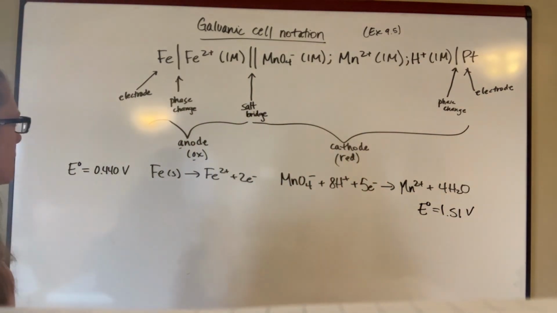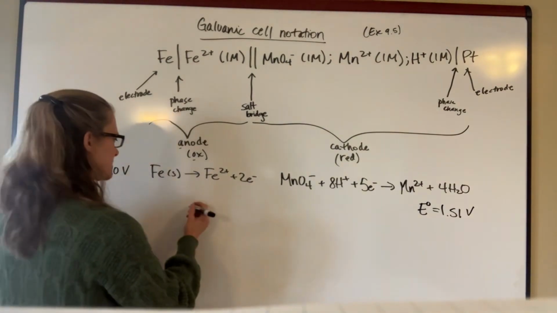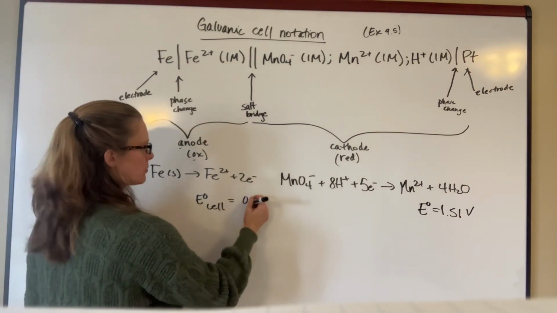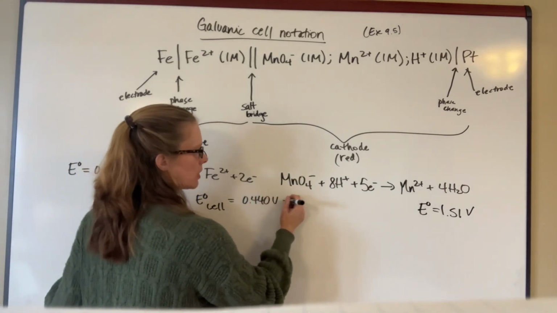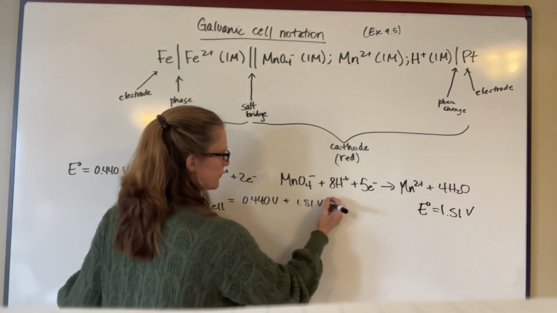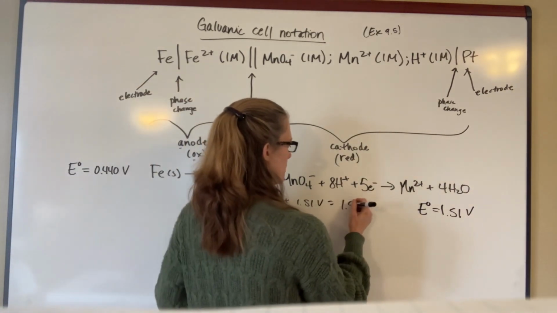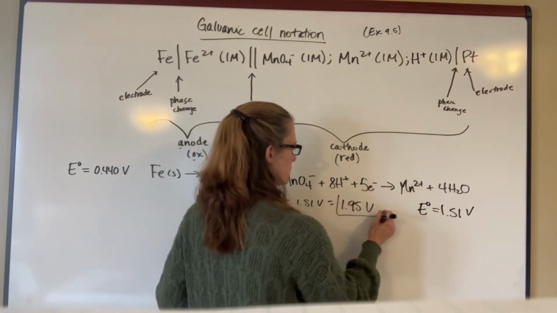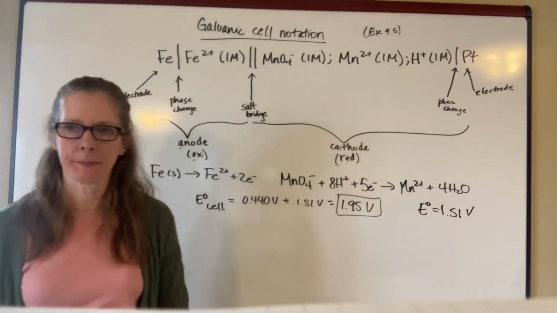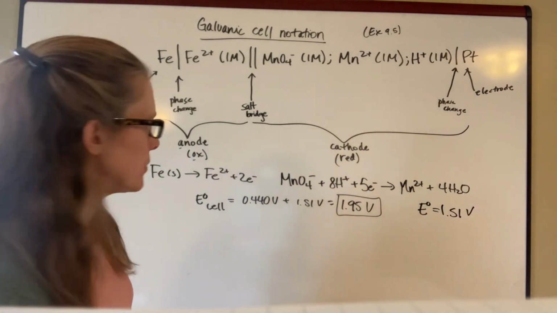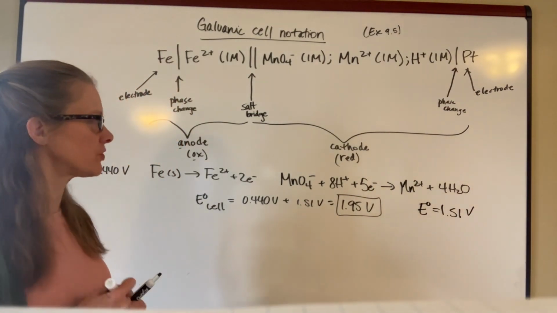Okay? So, for the cell, the standard reduction potential for the cell is 0.440 volts plus 1.51 volts, which is going to give me 1.95 volts for the cell. Okay? Then I need to figure out the overall reaction for the cell.